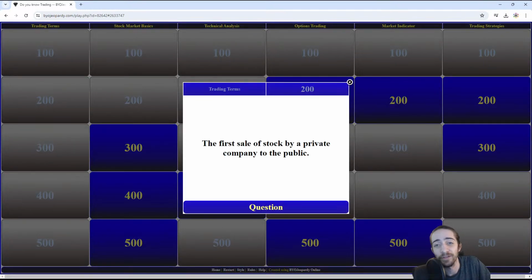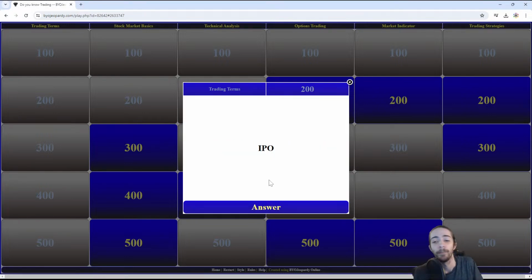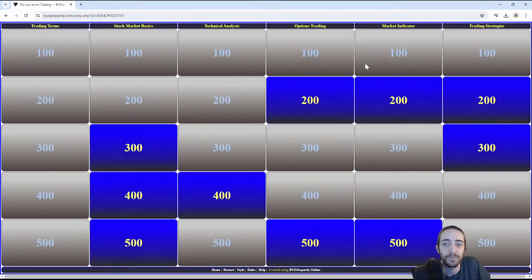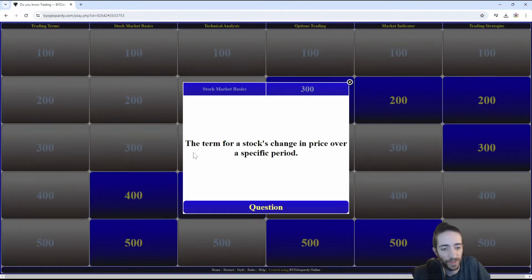The first sale of stock by a private company to the public, right? So when a stock goes public, what are they doing? They're releasing their IPO. Yes, beautiful. What is their IPO? That is their public offering. Great stuff. All right, let's go back to stock market basics for 300.